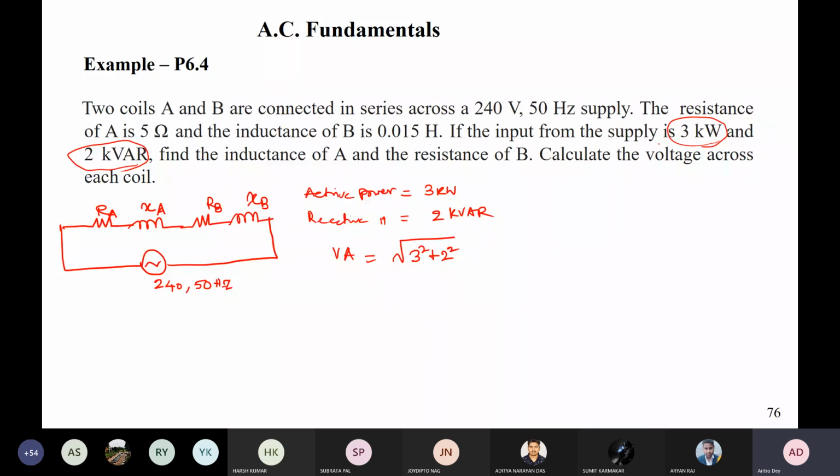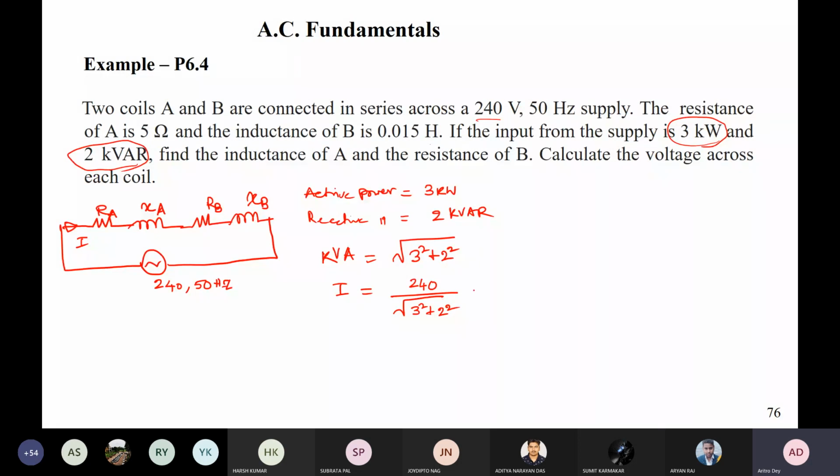You know what the supply voltage is, that is equal to 240. So what is the current through it? It is 240 divided by root over 3 square plus 2 square. So that will be the series current flowing through it. Sir, is the unit kilo volt ampere for the total power? KVA, because it is in kilowatt and kilovar. Okay, so accordingly we should put the units. So it is kilowatt, that means we should take 10 power 3, and accordingly we should solve it.